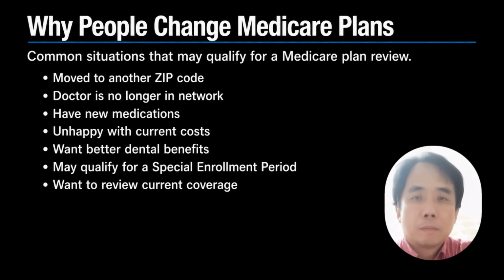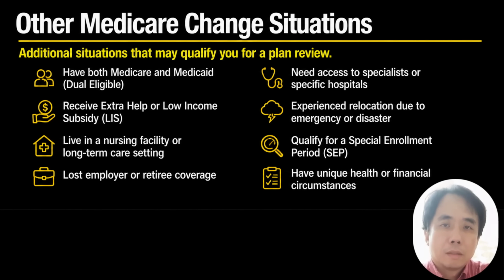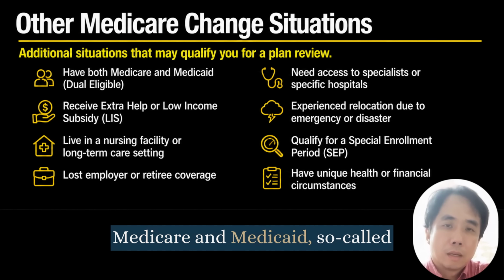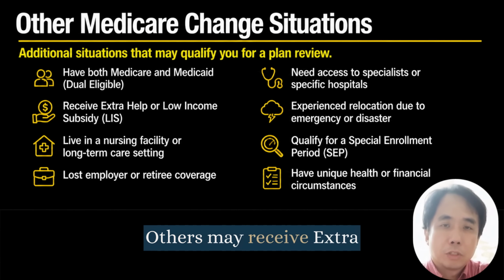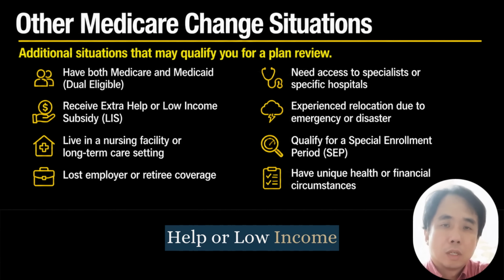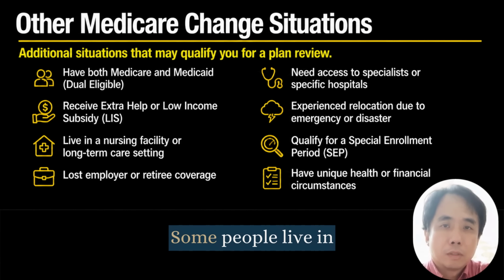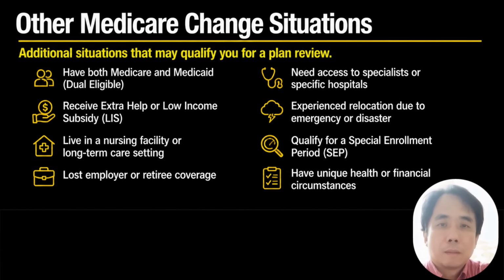Next, some Medicare situations may be more complex. Some people have both Medicare and Medicaid, so-called dual eligible. Others may receive extra help or low-income subsidy assistance, so-called LIS. Some people live in a nursing facility or long-term care setting.